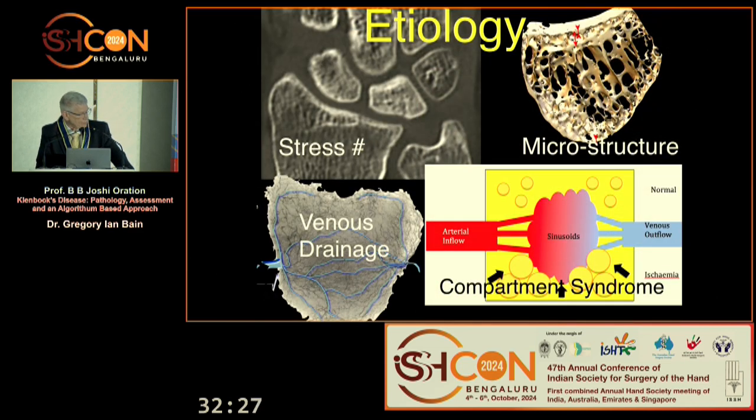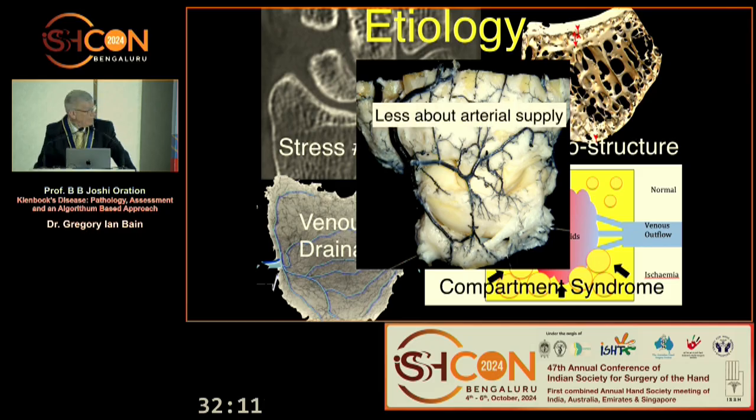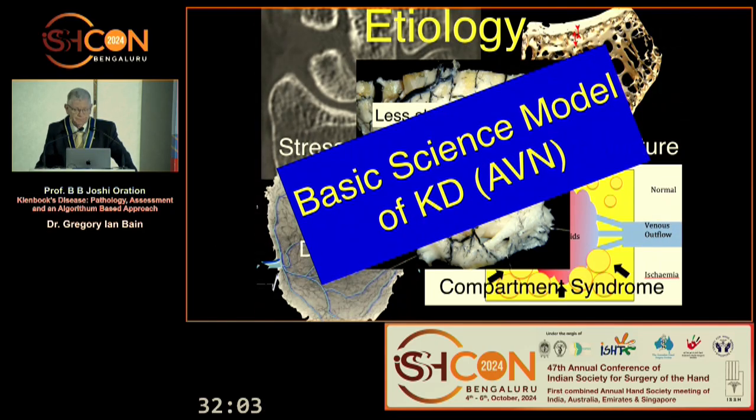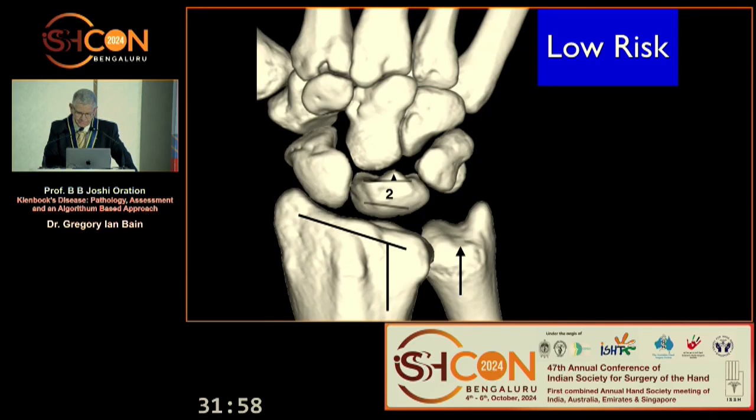Having gone through all this, I established this concept of the etiology of Kienbock's, and I thought it was more related to stress fractures, the microstructure of the lunate, the venous drainage of the lunate, and the concept of compartment syndrome of the bone, and a lot less about the arterial blood supply of the bone. I thought that was less important than all those other factors.